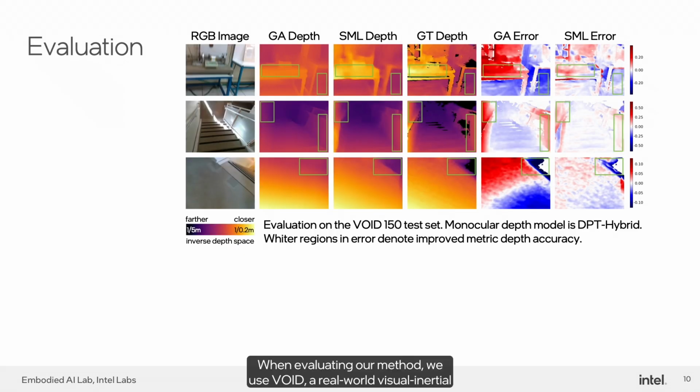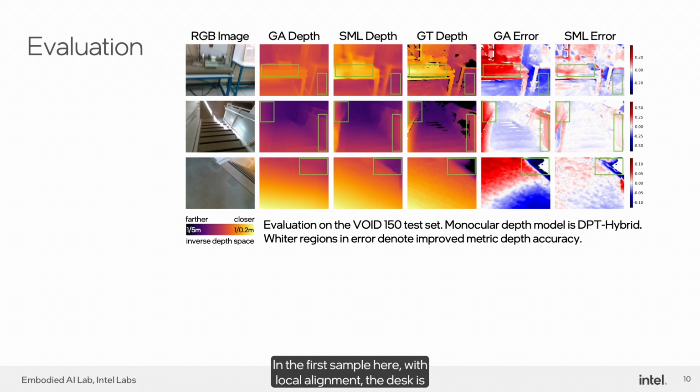When evaluating our method, we use VOID, a real-world visual inertial dataset offered with varying sparse depth densities. Samples shown here use the lowest density setting of 150 sparse depth points. Depth is evaluated in inverse space so as to penalize error at closer depth ranges more than at farther depth ranges. We additionally visualize error maps to highlight where depth alignment is most impactful. Whiter regions in error denote improved metric depth accuracy.